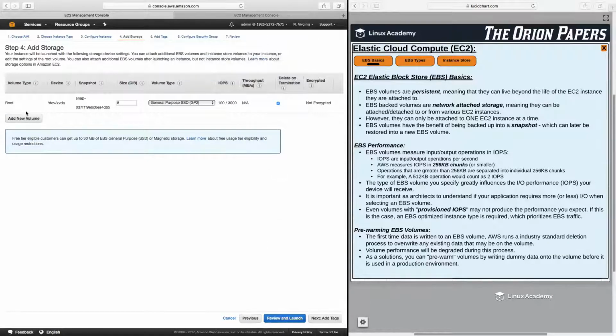Okay, so let's take a quick look over here just at what's going on when we're selecting our storage. Every single instance must have a root volume. This is going to be the hard drive that the operating system is installed on.